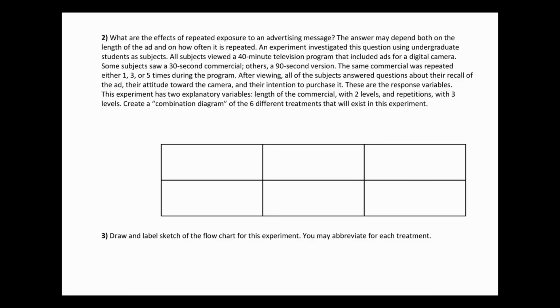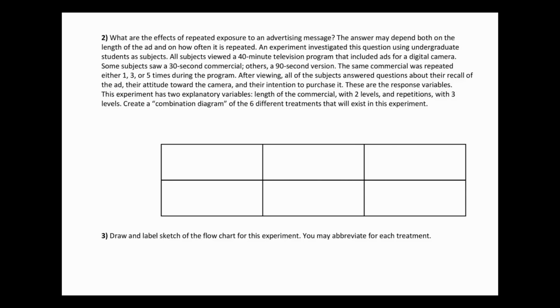An experiment investigated this question using some undergraduate students as subjects. All the subjects viewed a 40-minute television program that included ads for a digital camera. Some subjects saw a 30-second commercial. Others saw a 90-second commercial. That same commercial was repeated either 1, 3, or 5 times during the program. So you might see a short one or a long one, and they might just show it to you once, or a couple times, or a lot of times.